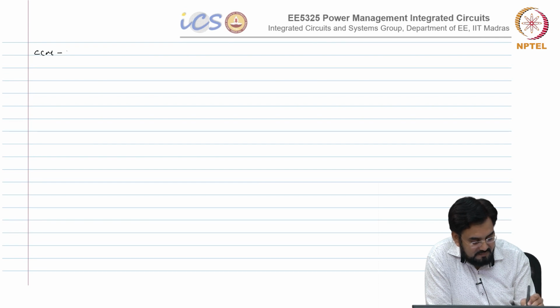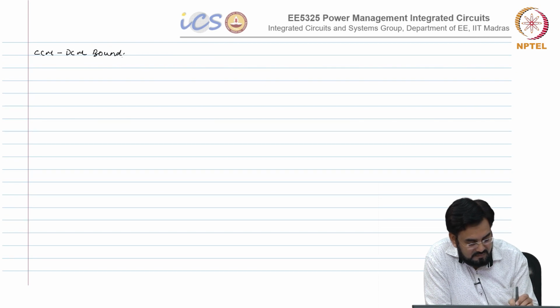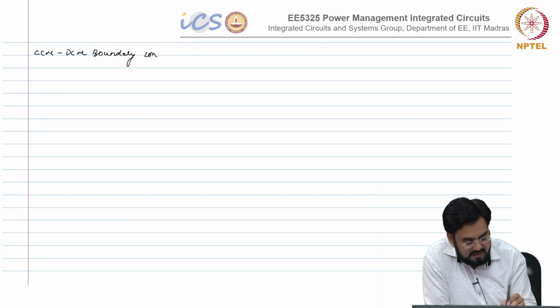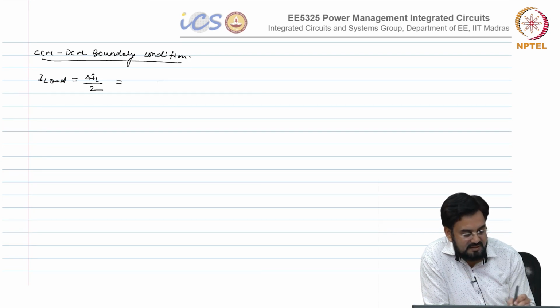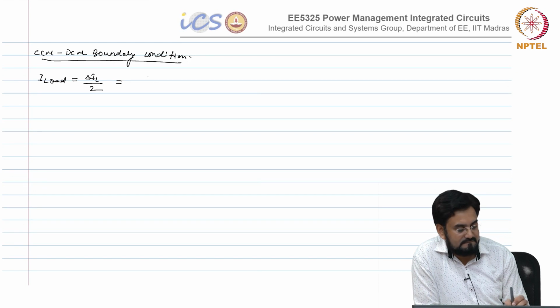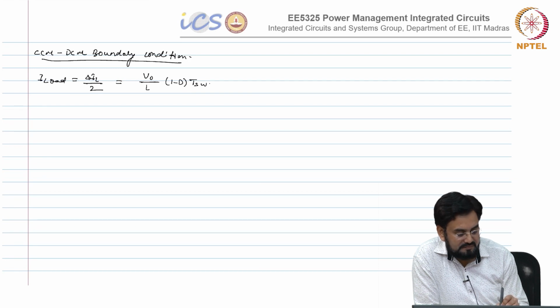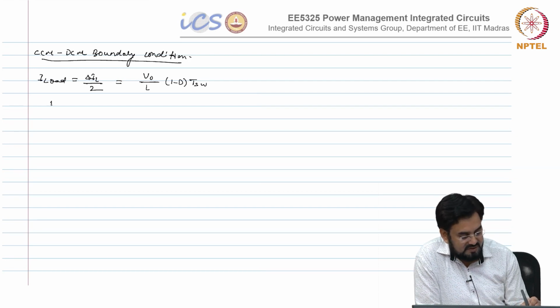CCM, DCM, boundary condition. So, we know that I load should be what? Delta IL by 2, and what is delta IL? Let us write in terms of V out only, over L, correct. So, what is 1 minus D?